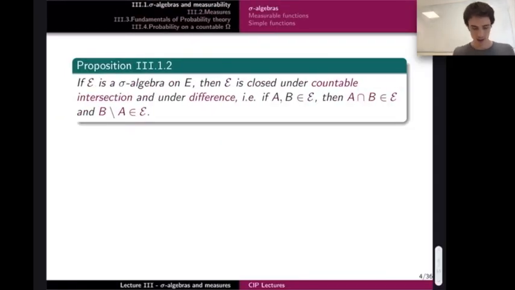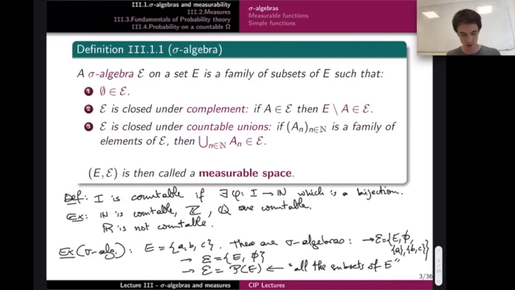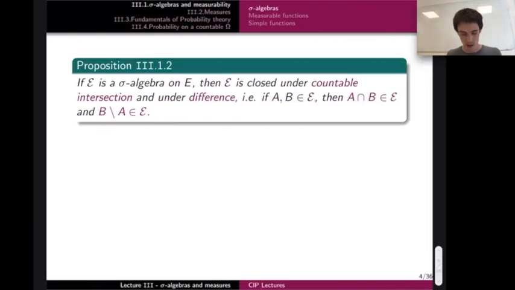Right. Now, first property of sigma-algebras. You've seen that by definition, a sigma-algebra is closed under countable unions. Well, actually, you will see it is also closed under countable intersections, and it is also closed under difference, which means that if A and B are in calligraphic E, then the intersection, that was the first assertion, can actually be made a countable intersection, not only a finite intersection. And the difference, B minus A, is in calligraphic E as well. So, proof.